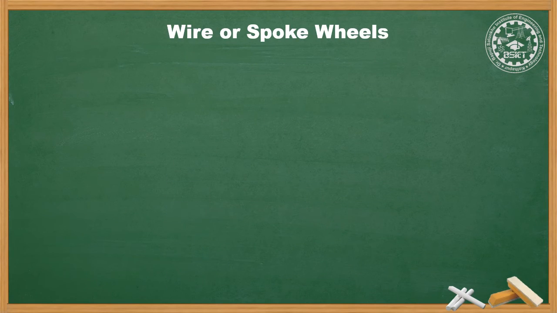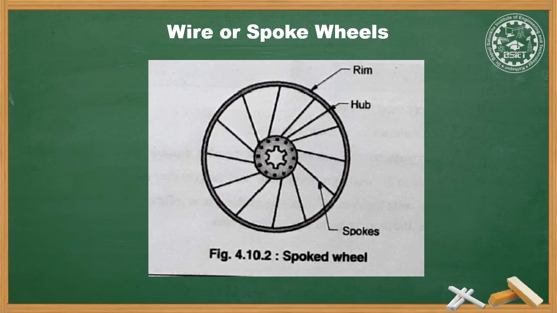Second type, wire or spoke wheel. Wire or spoke wheels are lighter, stronger and springy. It consists of a separate hub which is attached to the rim through a number of wires called spokes, as shown. The spokes are mounted in a complicated crisscross fashion in all three planes.